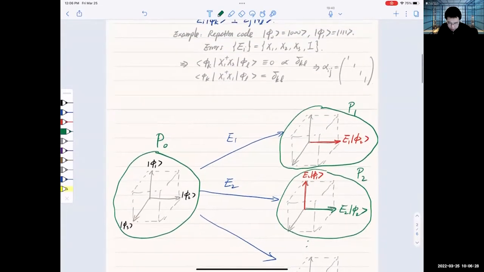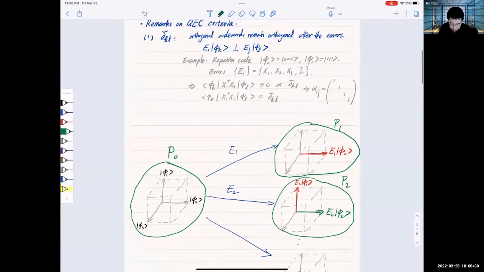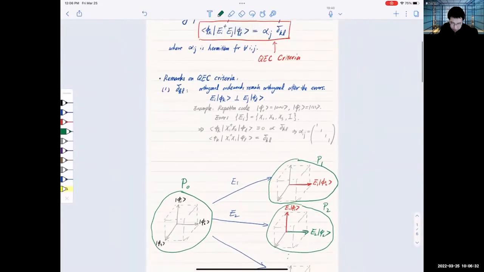And the condition of delta ij in the error correction criteria indicates that if you have a logical state phi1 and a logical state phi2, and they undergo different errors.